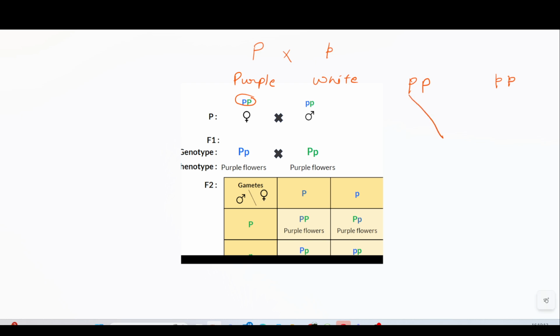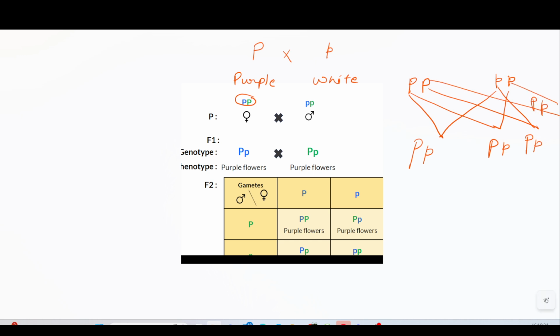So this can be crossed with this, and here we get one capital P and one small p. Then if we cross this with the second one, again we get capital P and small p, right? And when we cross the second one with this, we get capital P and small p, and again we get capital P and small p.